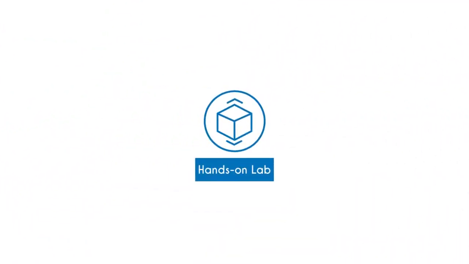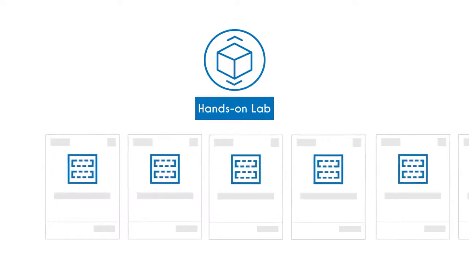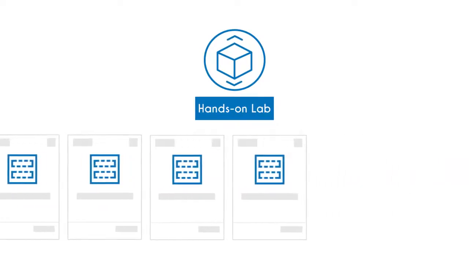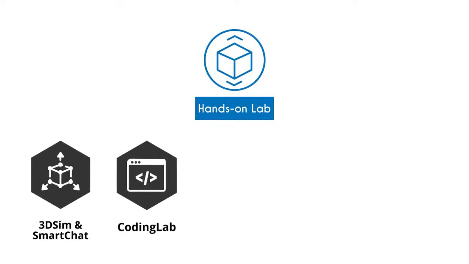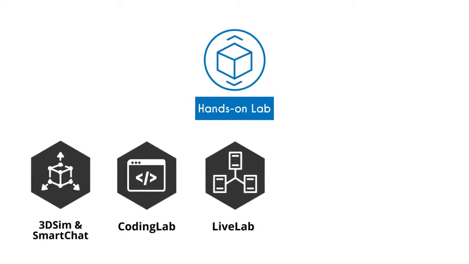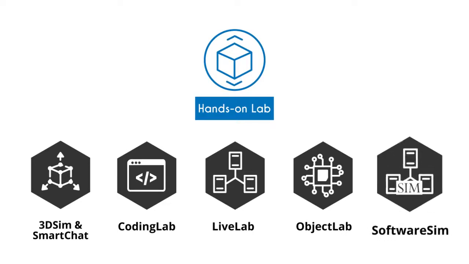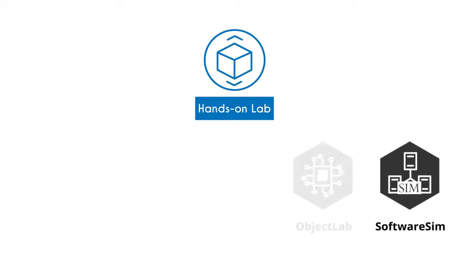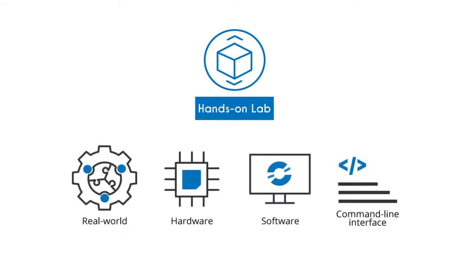uCertify comes complete with hands-on labs to give students a real exam experience in an online environment. The lab consists of 3D Sim and Smart Chat, Coding Lab, Live Lab, Object Lab, and Software Sim that simulate real-world hardware, software, and command line interface environments that allow students to perform activities in real or simulated environments.